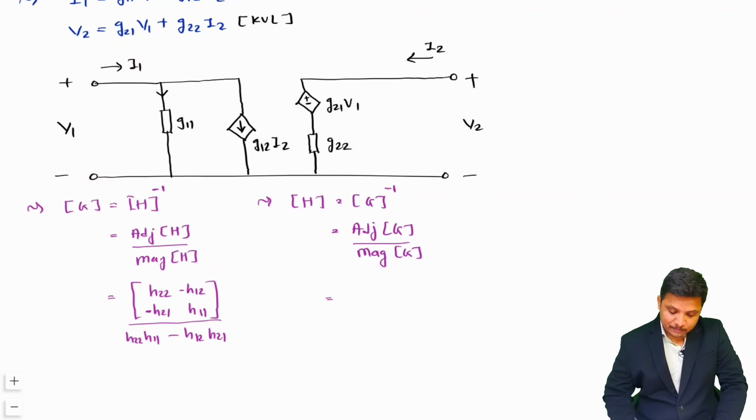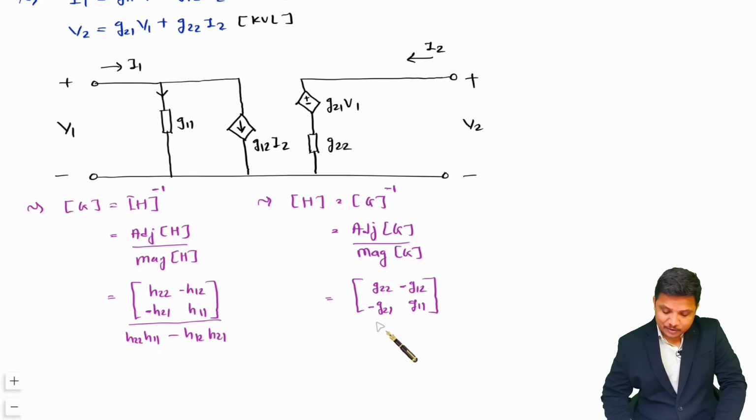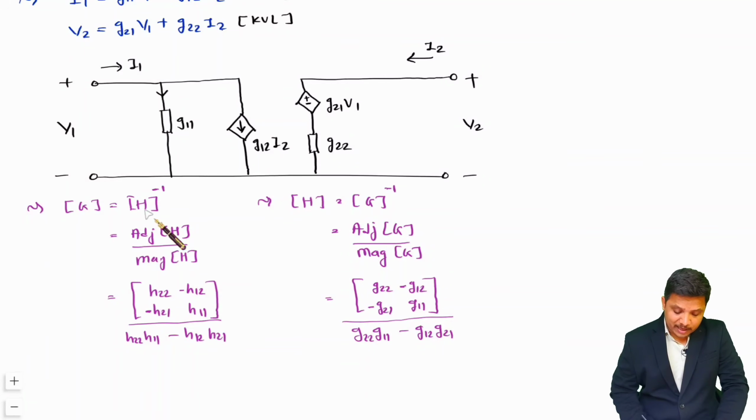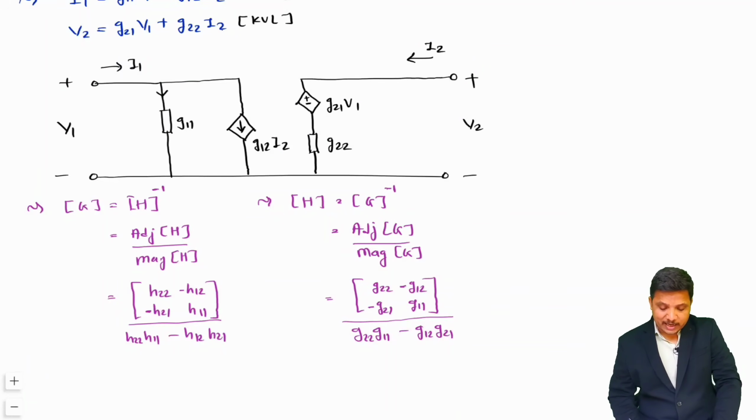Similarly for the calculation of H based on G, for the adjoint of G, these two elements should be interchanged. So here G22 should come over here and G11 should come over here. And the other two elements should be multiplied by -1. So here minus G12 and here minus G21, and divide by the magnitude of G, which is G22 G11 minus G12 G21. This is the way by which you can find the relation between G and H.